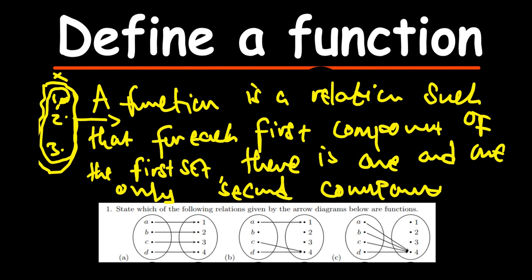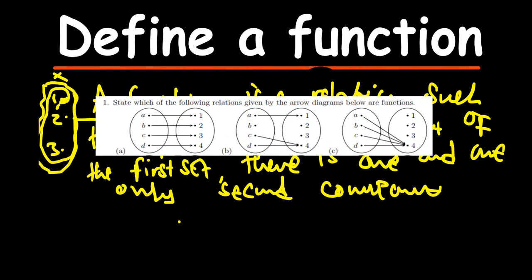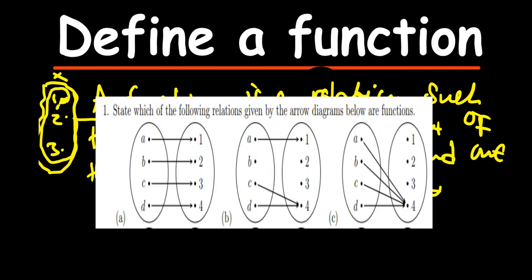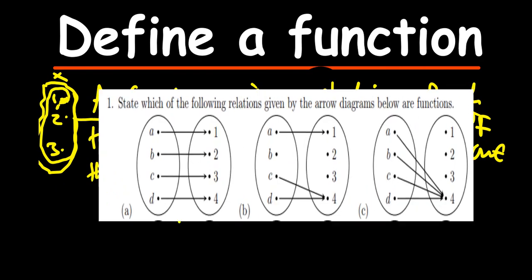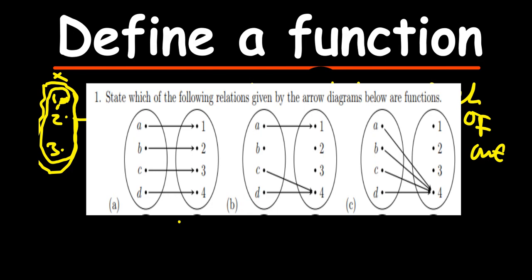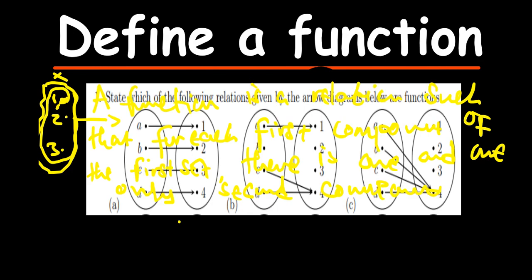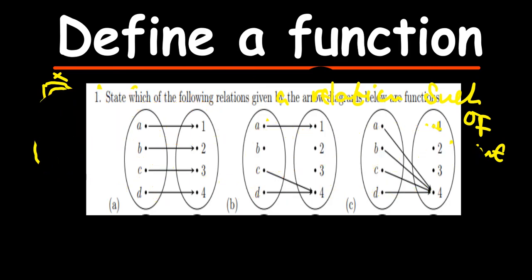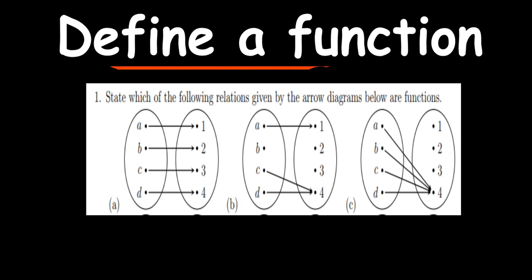Okay, so I have examples down here. Let me bring this up. I have examples there that will help us understand this definition. Let me make it a bit bigger. I hope you are seeing this. Let me just erase the definition. In the picture that I've shared, they're saying state which of the following relations given by the arrow diagrams below are functions.